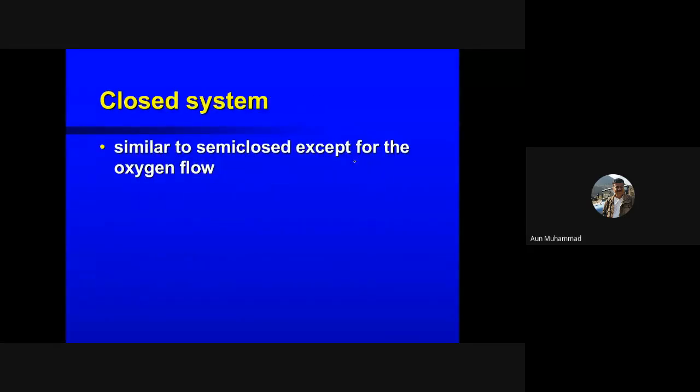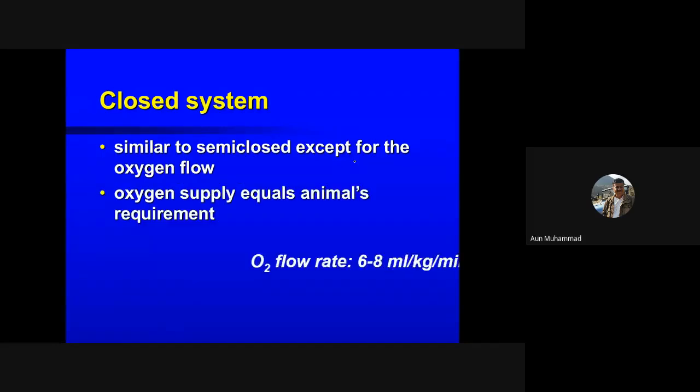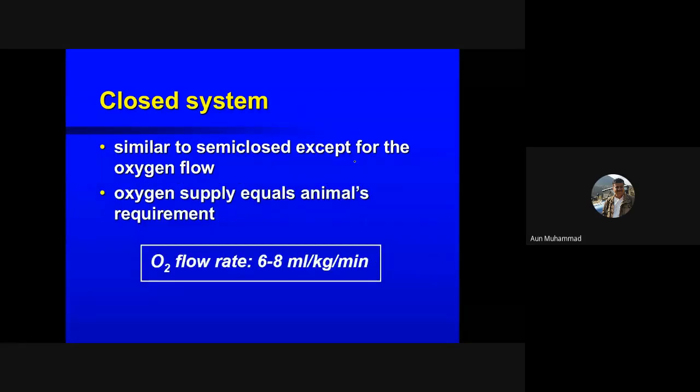So the closed system is similar to the semi-closed except for the oxygen flow. The oxygen supply equals the animal's requirement. I mean, in this we have calibration of the oxygen supply, and we can flow the oxygen according to the requirement of the patient, that is from 6 to 8 ml per kg per minute.